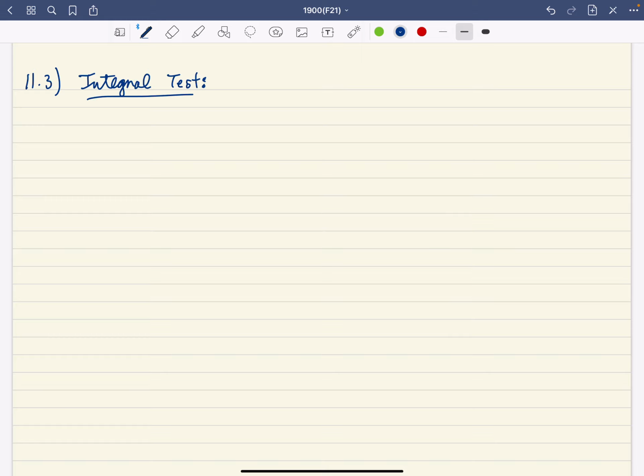The next test, and the first one that is beyond that basic divergence test, is what's called the integral test. Before I actually describe the integral test and write it down, I want to do an example. I want to show you how this works. And I want to consider the series 1 over n squared.